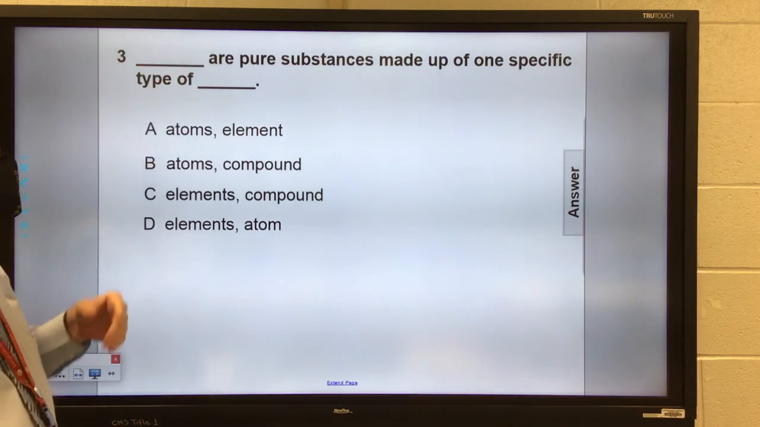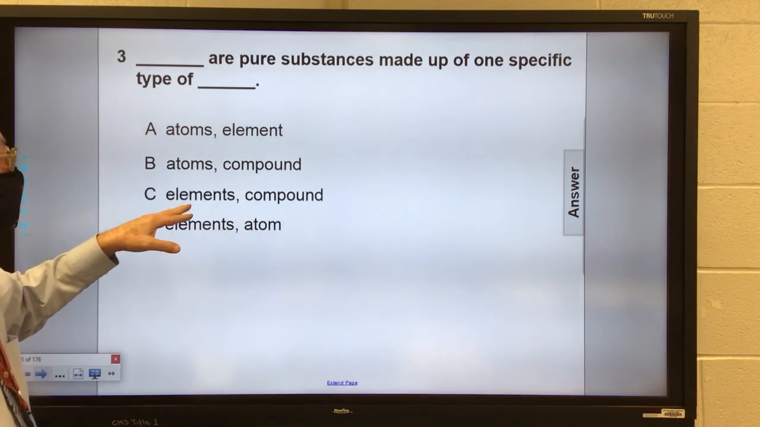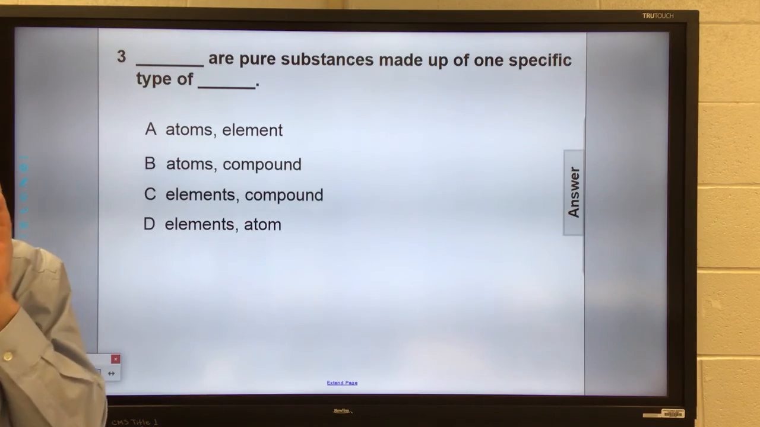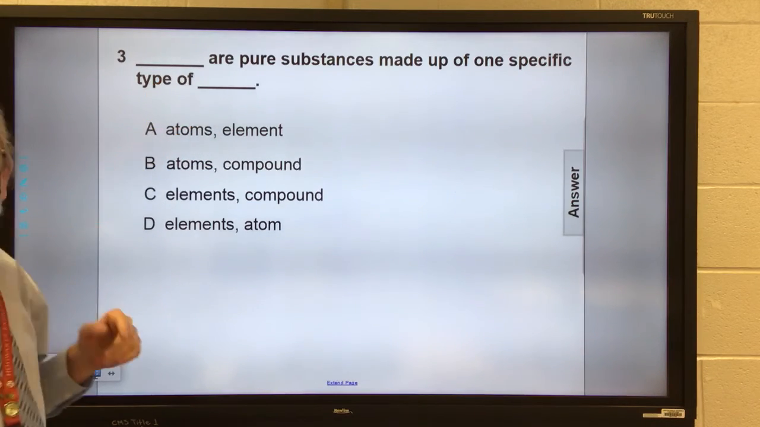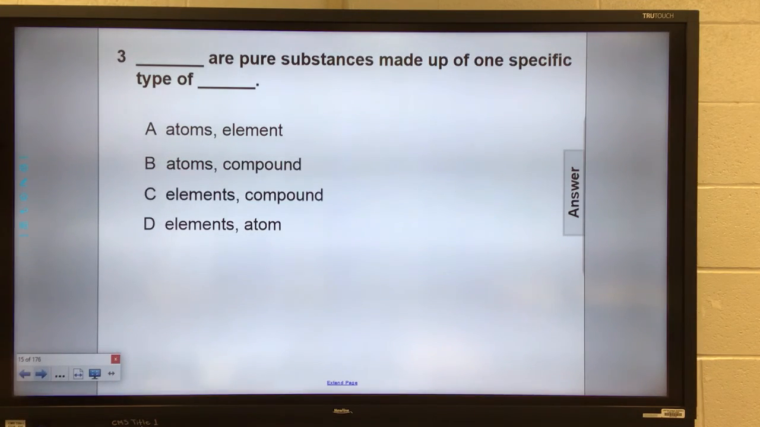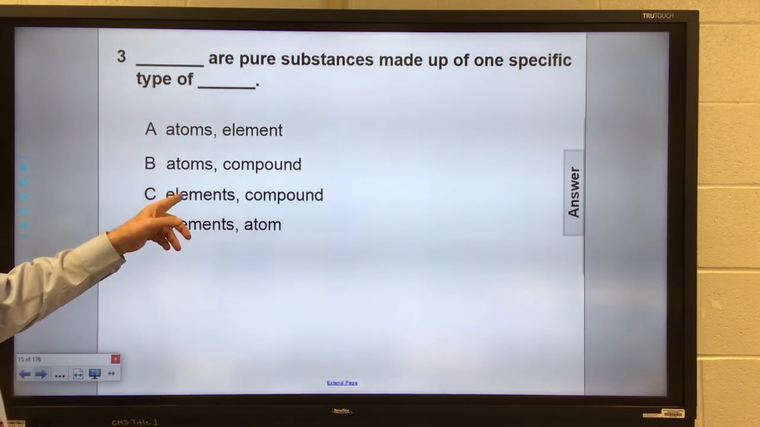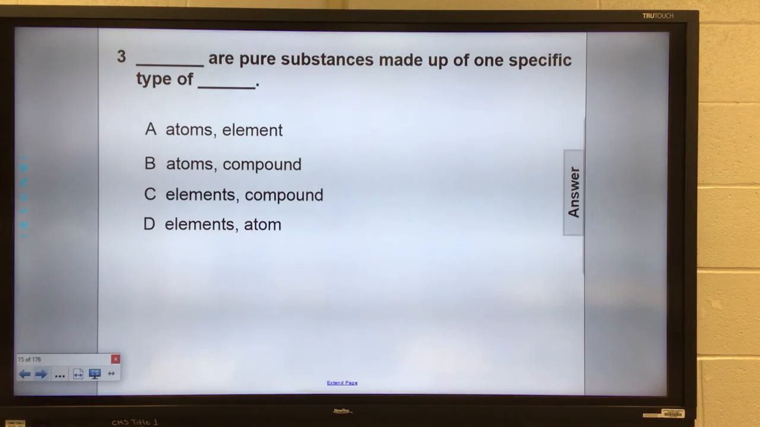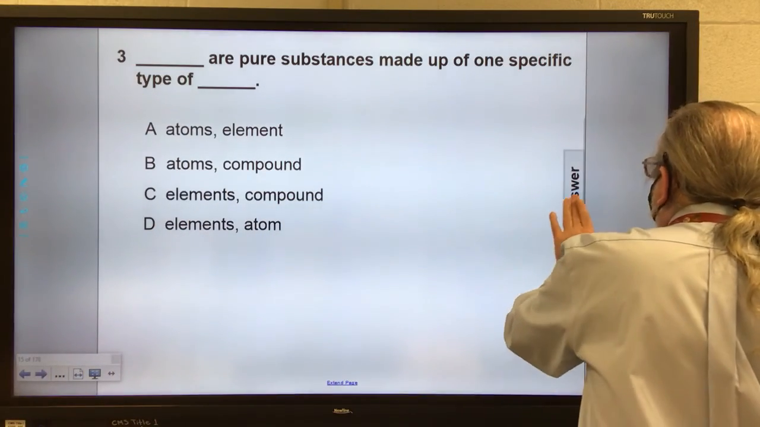Something are pure substances made up of one specific type of what? Would it be atoms and elements, atoms and compounds, elements and compounds, or elements and atoms? Tell me. B. You say B, atoms are pure substances made up of one specific type of compound. What do you say, Tyler? C. So elements are pure substances made up of one specific type of compound? That's your answer? Okay, let's see what the real answer is.